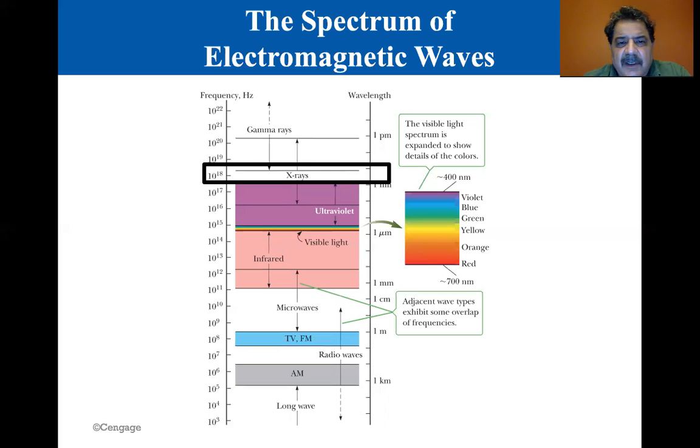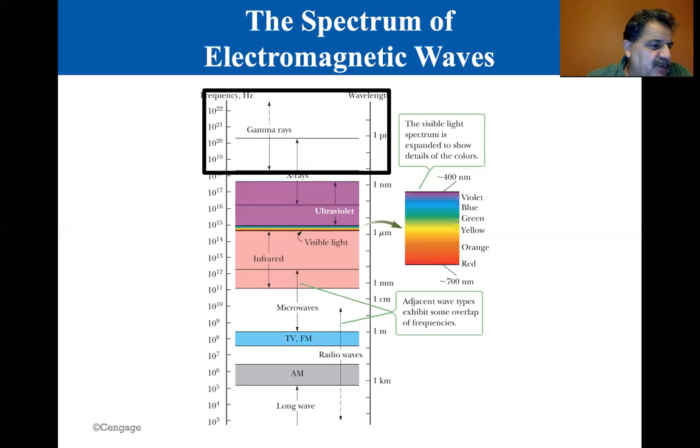Gamma rays. Gamma rays are electromagnetic waves emitted by radioactive nuclei. They have wavelengths from 10 to the minus 10 meters to less than 10 to the minus 14 meters. They're highly penetrative and can cause serious damage when absorbed by living tissues.